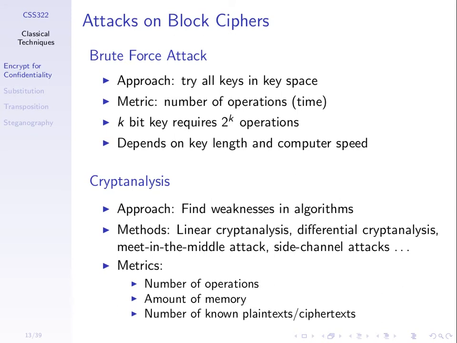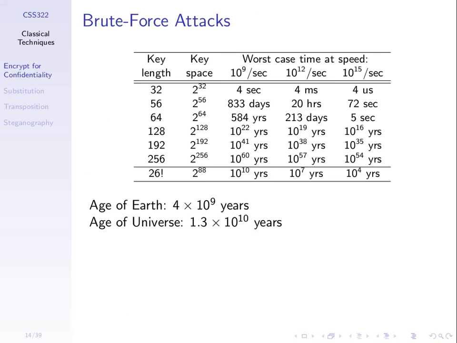Cryptanalysis, we'll return to that after we see an example of cryptanalysis. Let's just stay on brute force attack. Here's some examples of different key lengths. So a 32-bit key gives us a key space of 2 to the power of 32 possible keys. So I choose a 32-bit value. 2 to the power of 32 possible values to choose from, which is about 4 billion, okay? 4 by 10 to the 9. That's the key space.